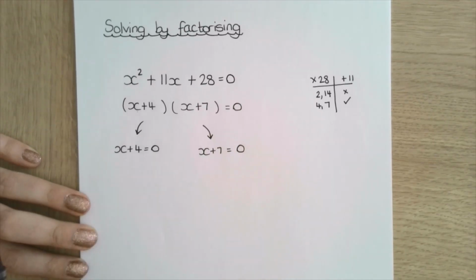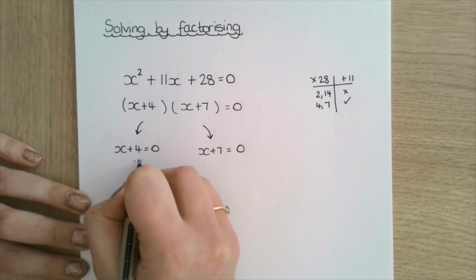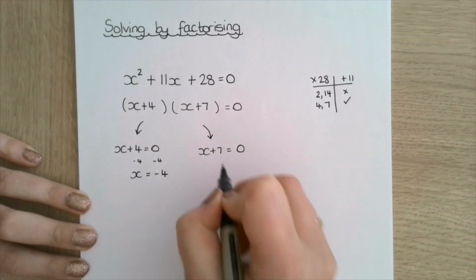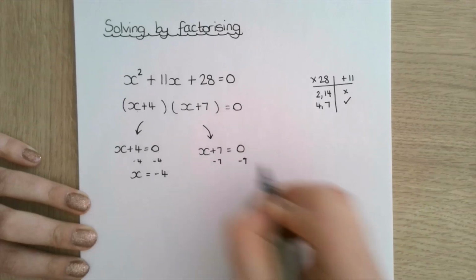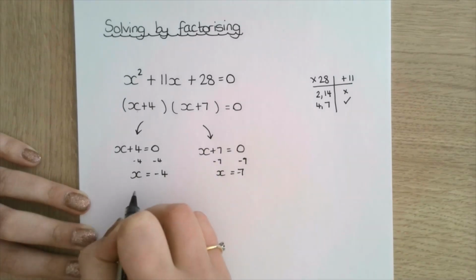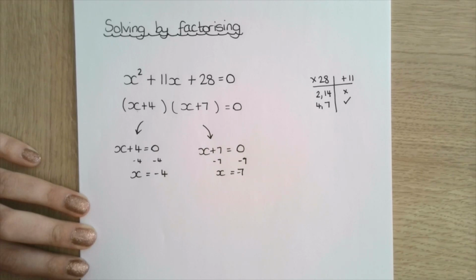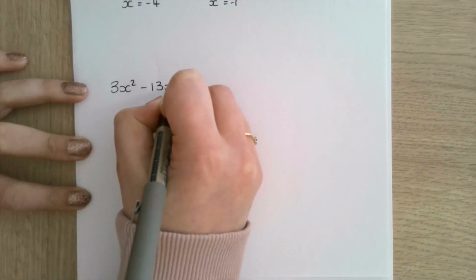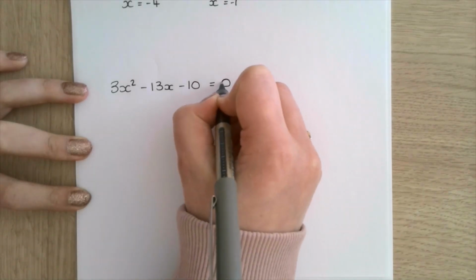So now that I've got that part, solving means find the value of x, and therefore all I need to do is to just subtract 4 from both sides on this equation. So I get x equals -4, and on this one I need to subtract 7 on both sides to get me x equals -7. So the two answers for this question to solve this quadratic is x equals -4 and x equals -7. Second example for you, I have got 3x squared minus 13x minus 10 is equal to 0.